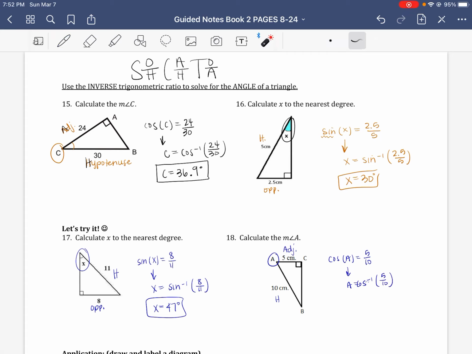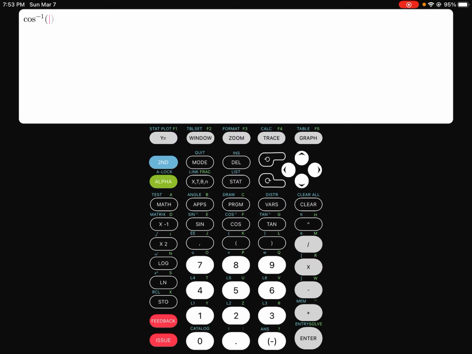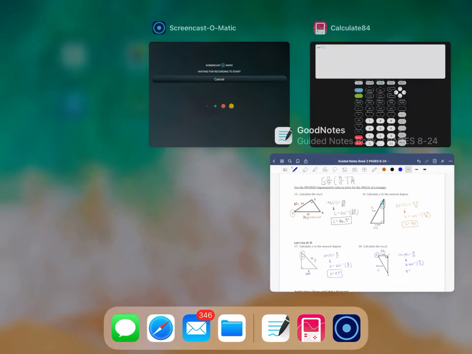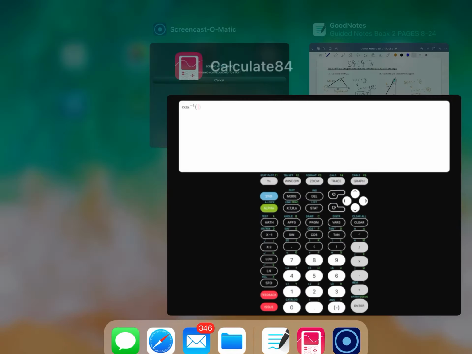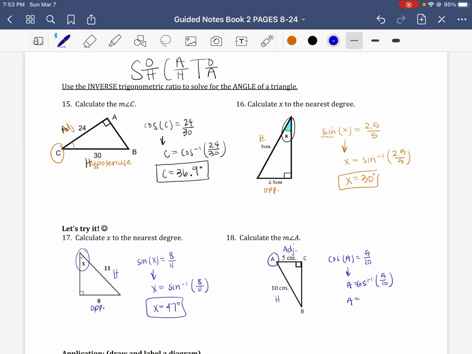And remember that -1 is not an exponent, it just means inverse cosine. Just the notation that mathematicians chose to use. So inverse cosine, we're going to go second cosine of, and I didn't even look at that one, whoops, 5 over 10, very good. I need you guys in class to remind me. Oh, 60 degrees. So in this one, we're looking at angle A is 60 degrees. Okay, so there's a few more examples.